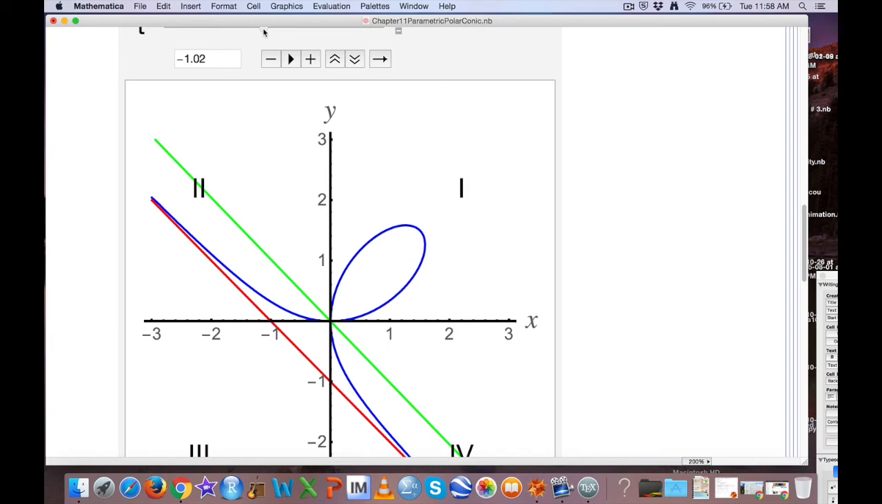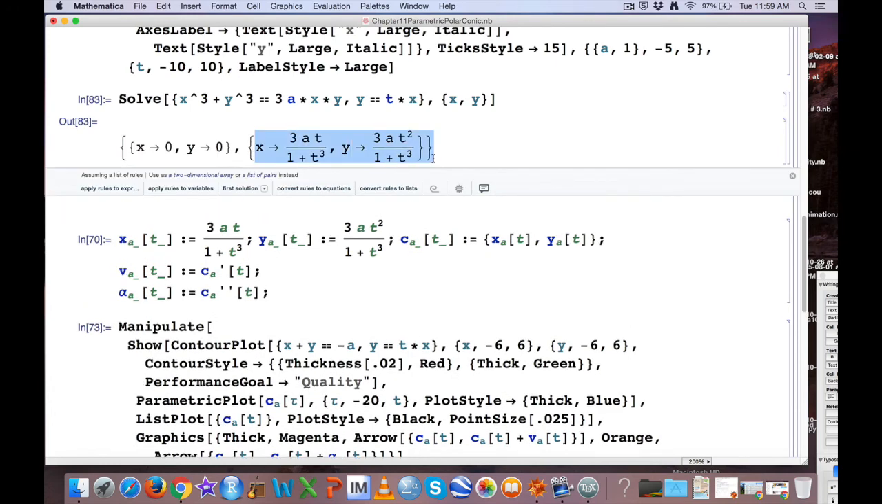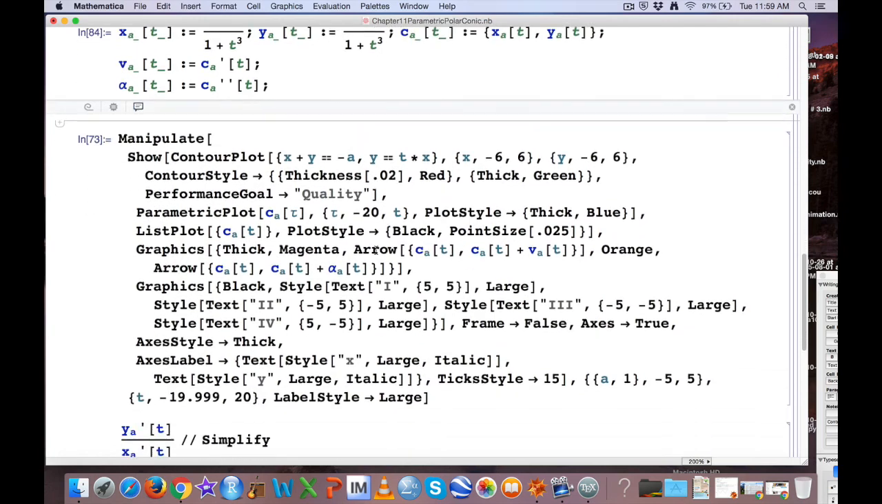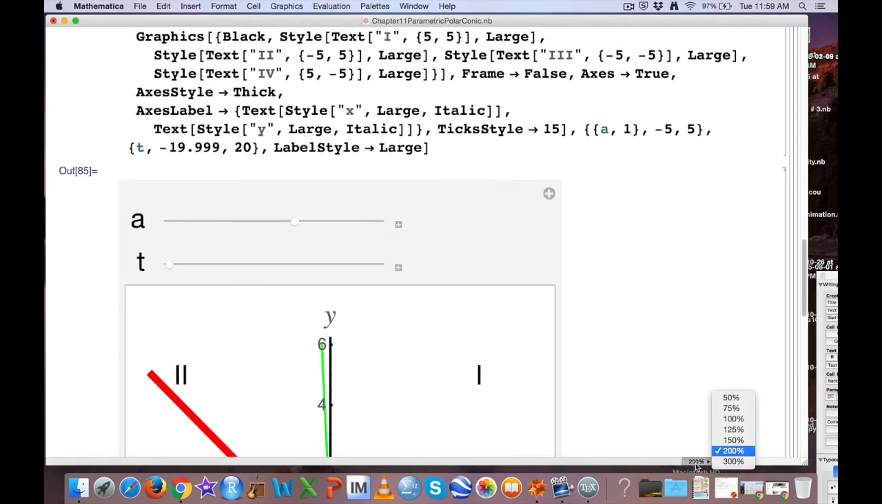When t is bigger than -1, there's an intersection point in the upper left in quadrant 2. t continues to increase through 0. The intersection point moves into the first quadrant, and then as t continues toward infinity, this intersection point is heading back down toward the origin. You can get Mathematica to do some solving for you, to solve for the parametric equations if you like. We can also add some velocity and acceleration vectors to the picture just for fun.